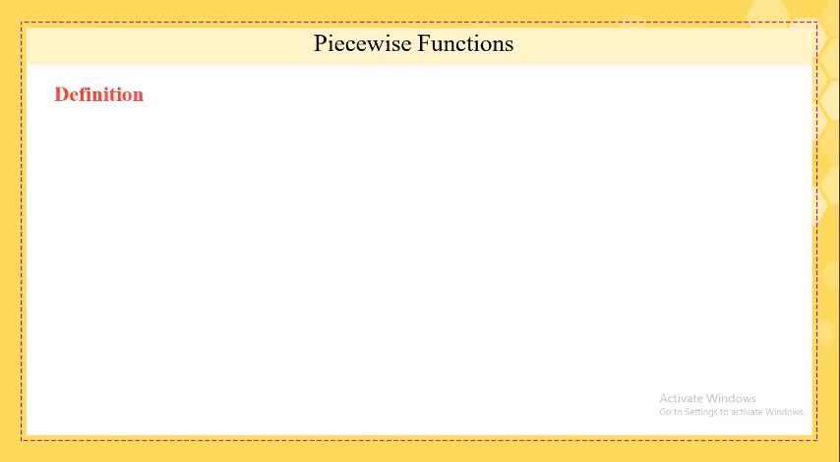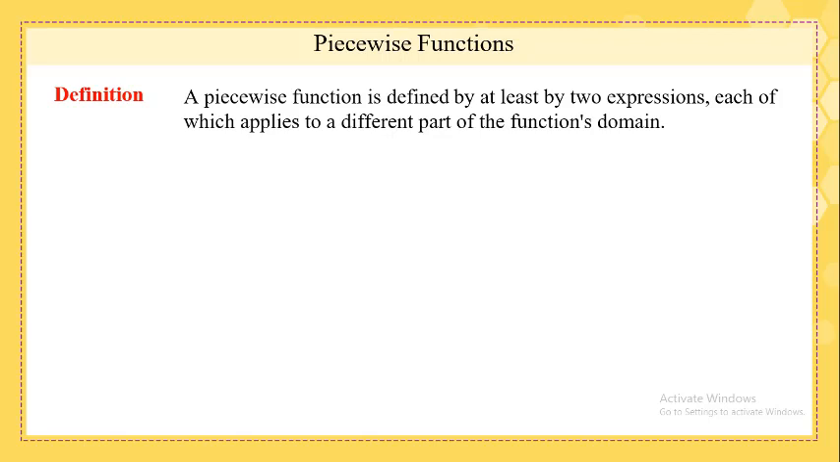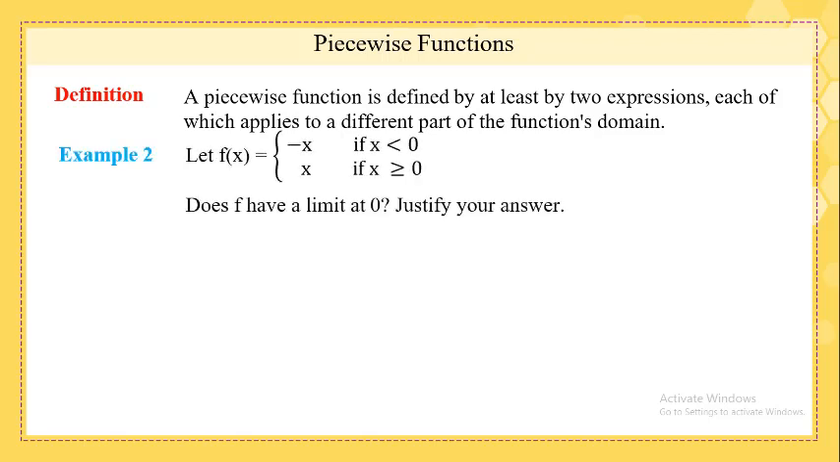Now a new objective. Let's define together piecewise functions. A piecewise function is defined by at least two expressions, each of which applies to a different part of the function domain. Example: now given f of x, as we see, it has two expressions. The first one is minus x for x negative. This is the first part of the domain. And the second one is f of x equal to x if x is greater than or equal to 0.